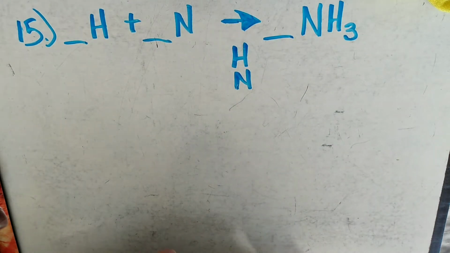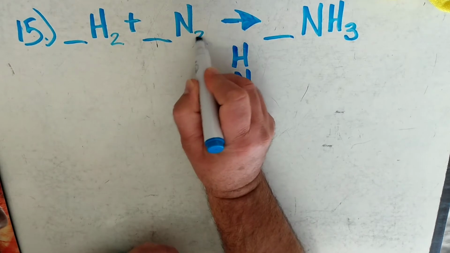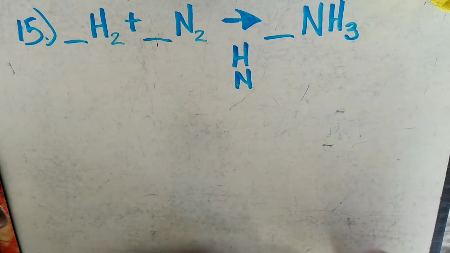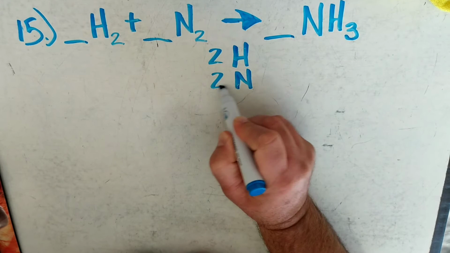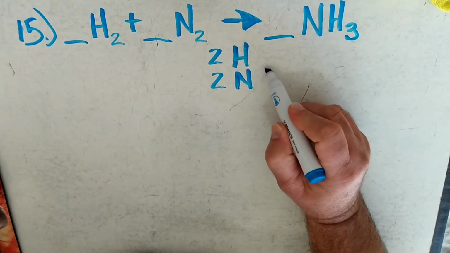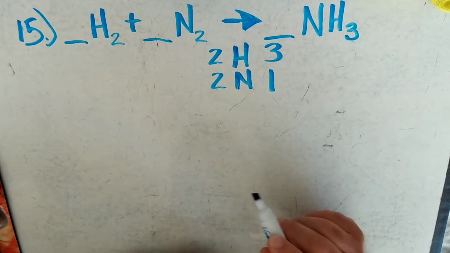We have to remember hydrogen and nitrogen, those are atoms. And in the problem, we're not talking about the atoms, we're talking about the molecules. So both of these are diatomic molecules. That will make a huge difference when we go to balance our equation. So let's go ahead and do our inventory of our atoms. We have 2 hydrogens, we have 2 nitrogens on the reactant side. On the product side, we have 3 hydrogens and 1 nitrogen. So we've got to get these balanced.